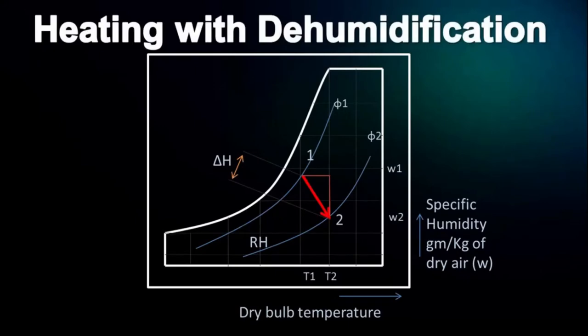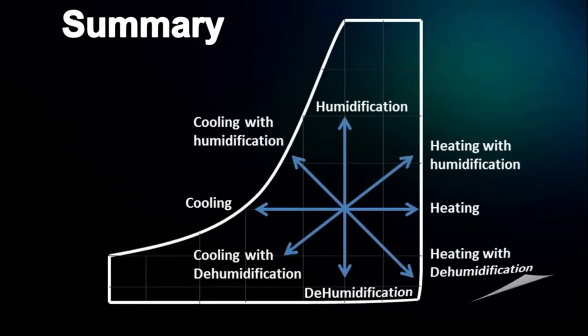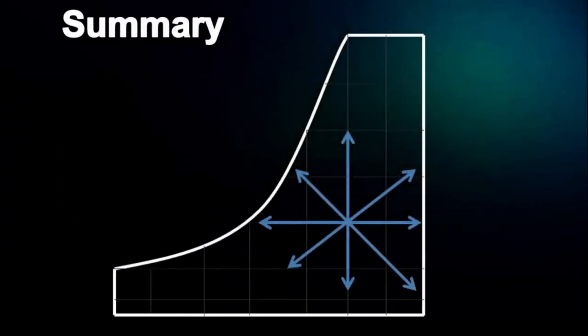In this process, the dry bulb temperature increases but specific humidity decreases. The process is plotted in the chart from 1 to 2. So these are different psychrometric processes. In summary, let's have a look at all these processes and how to plot them on the psychrometric chart.